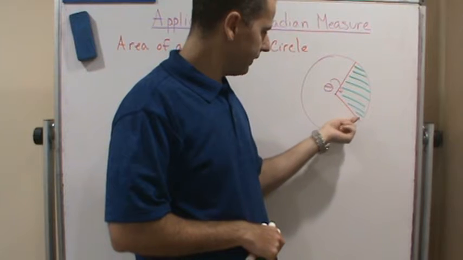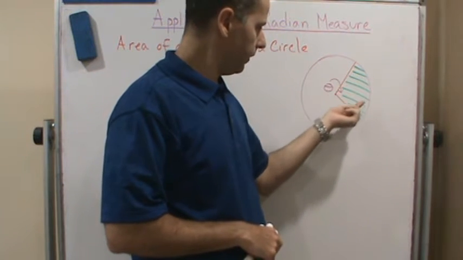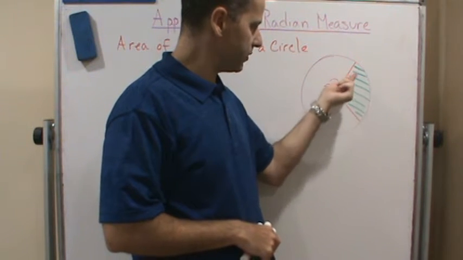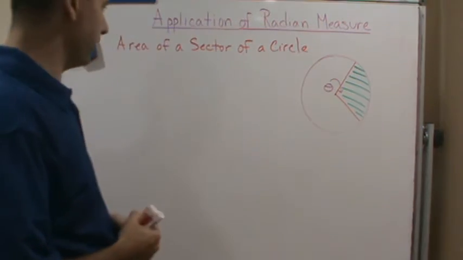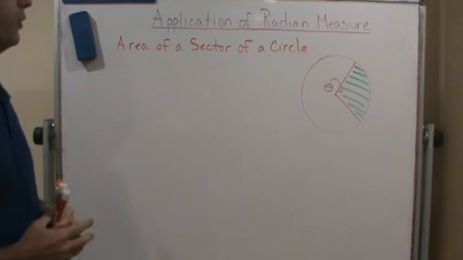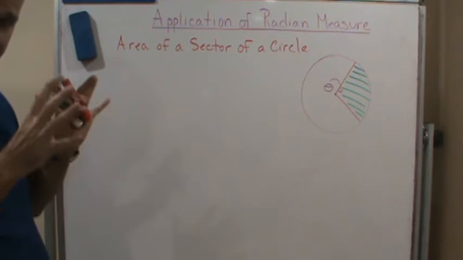Well, you can look at that piece of the circle as a whole as a sector. So that's the definition of a sector. Okay? So what about the area of a sector of a circle?